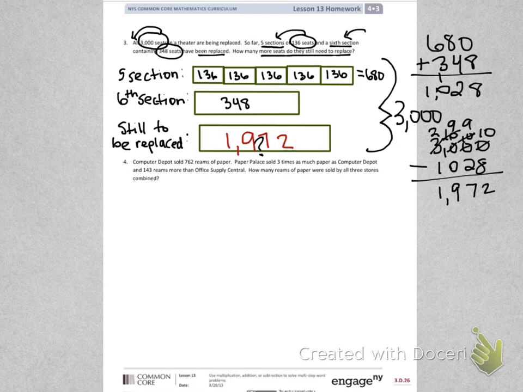So next thing we have to do is write that answer as a sentence. And that sentence will look something like this. 1,972 seats still need to be replaced.